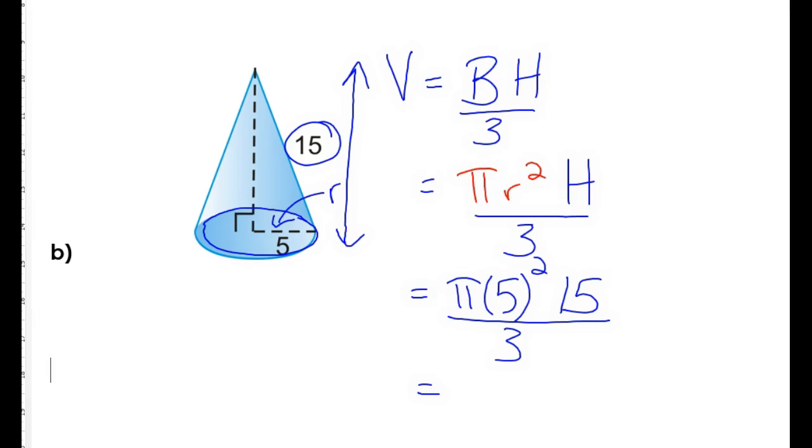So I have 3.14, pressing the pi button, times 5 squared times 15. I'm going to divide that by 3, and that gives me a little over 392, 392.6. So I'm going to round that to the nearest whole, and that gives me 393 cubic units, so units cubed. In this case, they're not giving me whether it's centimeters or meters, so I'm going to include just the word units to show that I know that it's a measurement of some description.